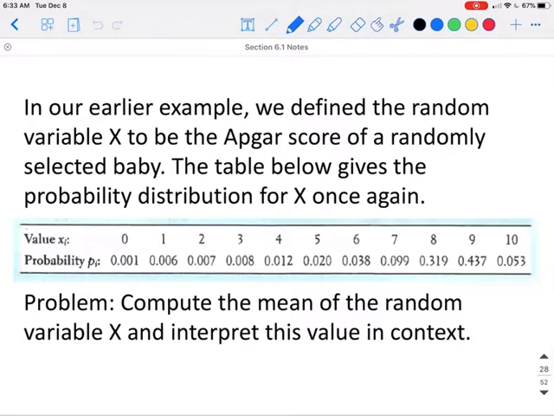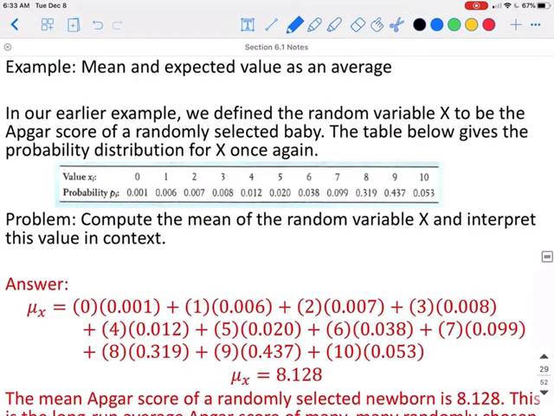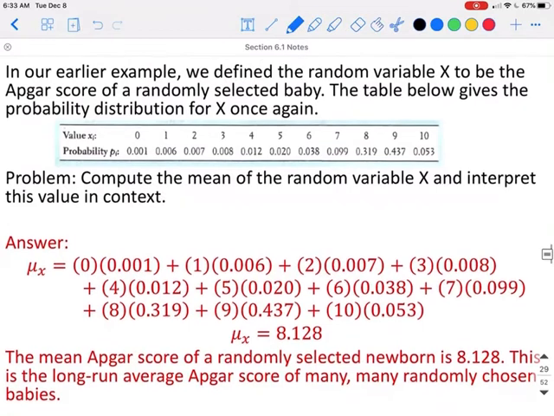So to find the mean, you are going to take the x value and multiply it by its probability. And you're going to add it to the next x value, and you are going to multiply it by its probability. You will continue doing this for each of the values until you get your answer. And in this case, our mean, or our expected value, will be 8.128.